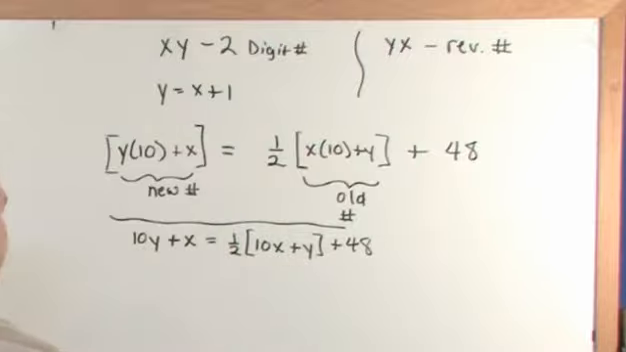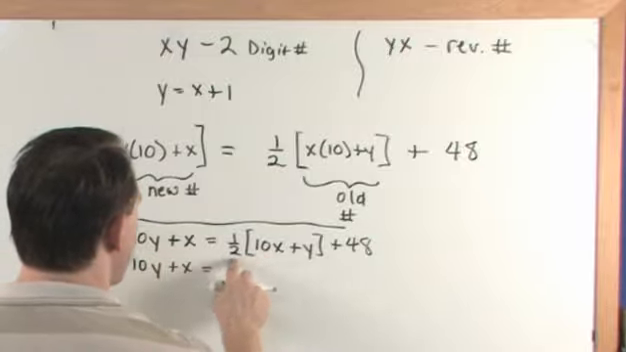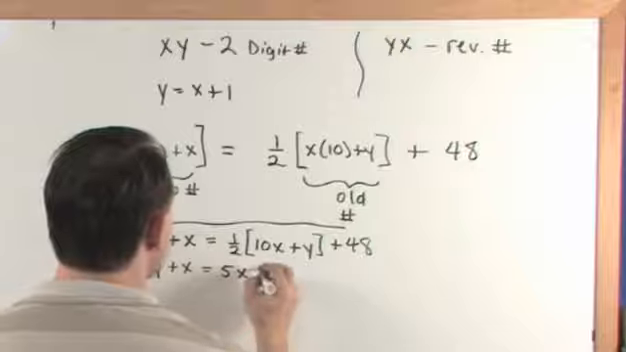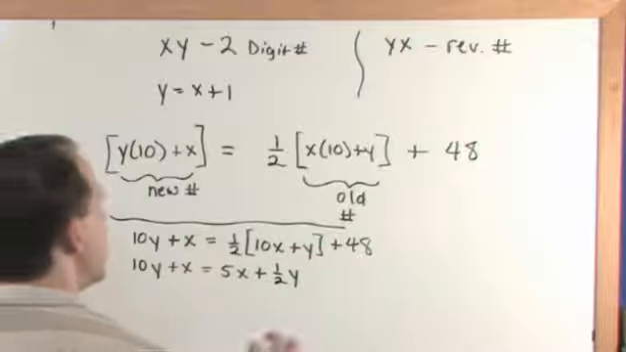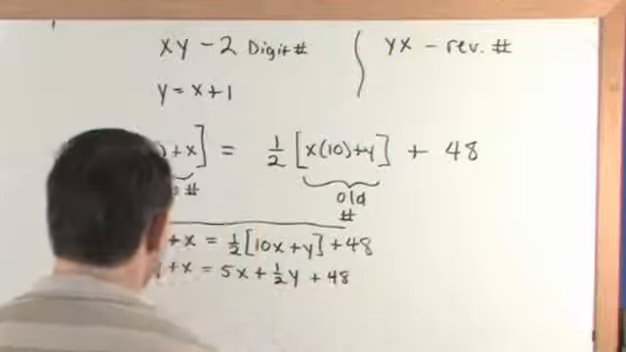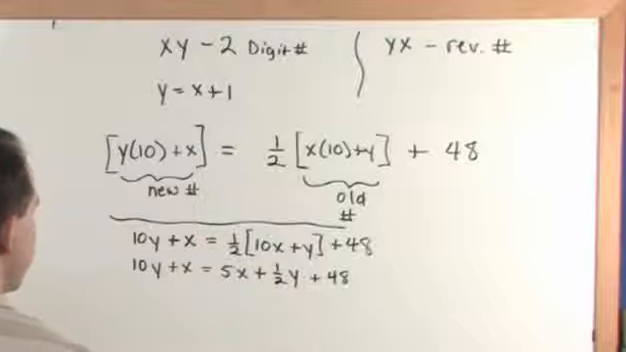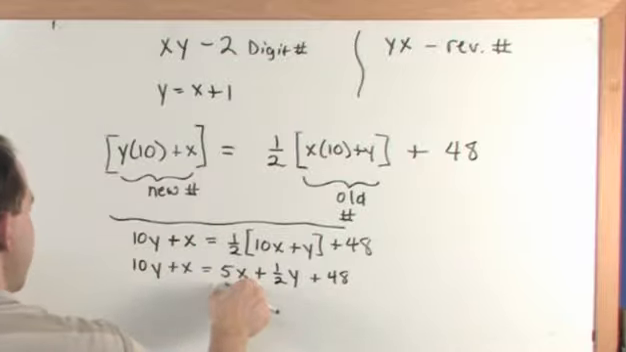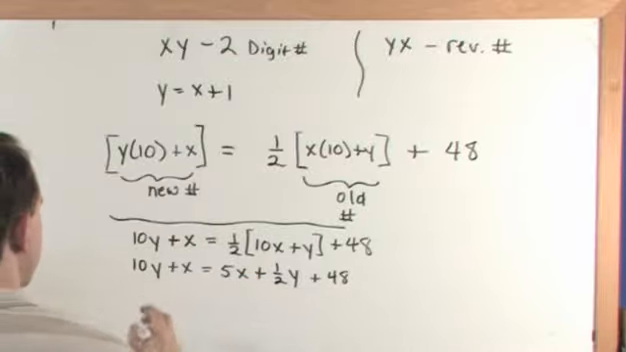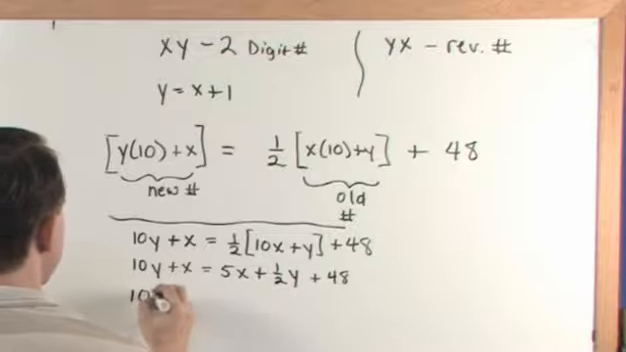So let's simplify a little bit more. 10y plus x is equal to 1/2 times 10 is 5x plus 1/2 times y is 1/2 y plus 48. So let's go ahead and move x over here, and we're going to move y over here. We're going to take this 5x and move it over here. So we're going to have x minus 5x.